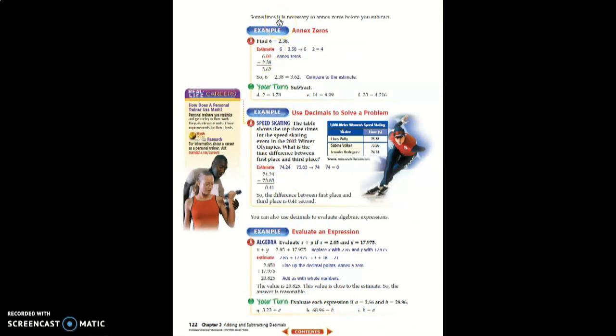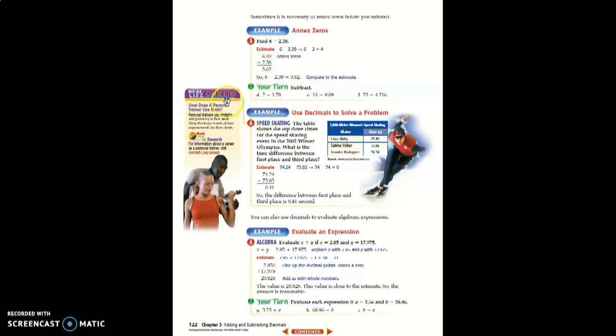Sometimes it is necessary to annex zeros before you subtract. Example: annex zeros. Find 6 minus 2.38. Your turn: subtract.